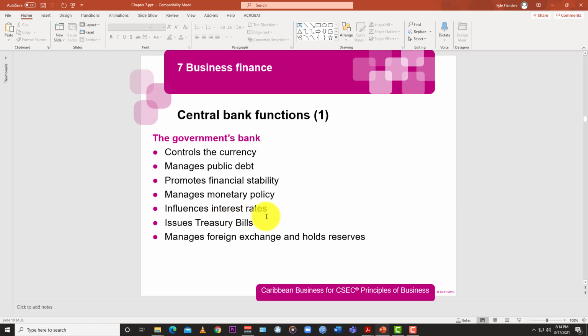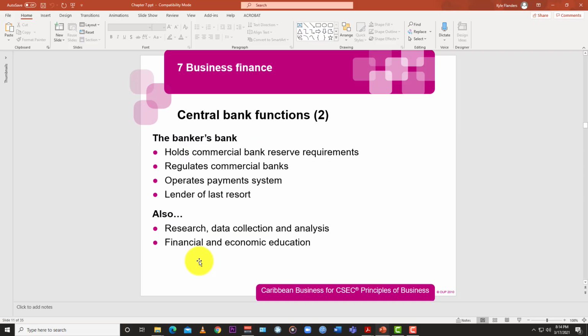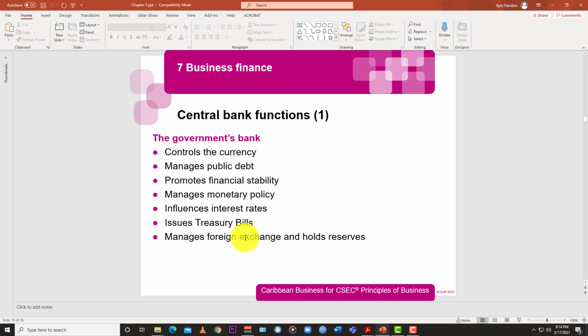They issue treasury bills, they manage foreign exchange and hold reserves. And they are the banker's bank. They hold commercial bank reserve requirements, regulate commercial banks, operate payment systems, lender of last resort. If a commercial bank is on its last leg, the central bank would be the lender of last resort. Also, research, data collection and analysis, financial and economic education. So all those are some of the roles of the central bank.